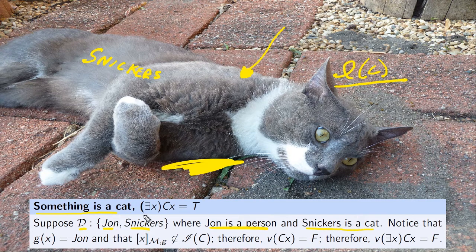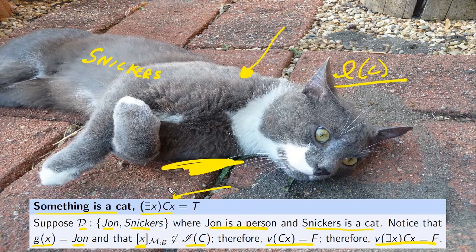Recall that we said that we can determine the truth value of ∃xCx by determining the truth value of simply Cx. And we can do this using the variable assignment. But let's suppose that the variable assignment of x picks out John. If it picks out John, then we know that x is not found in the extension or the interpretation of C. And if that's the case, then Cx, that is x is a cat, is false. And if x is a cat is false, then something is a cat is false.